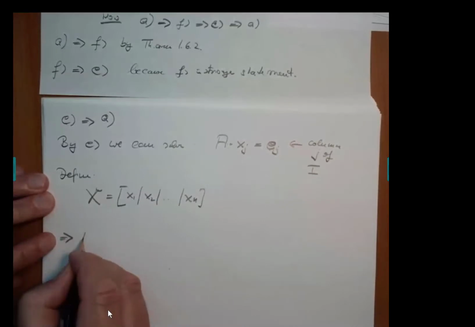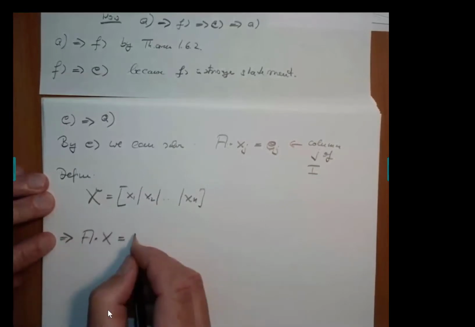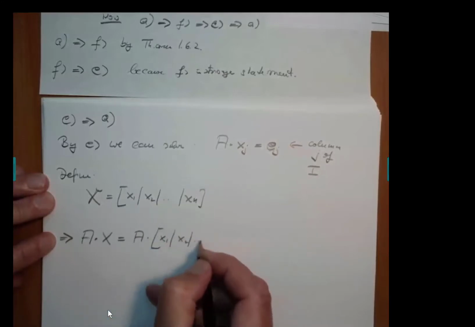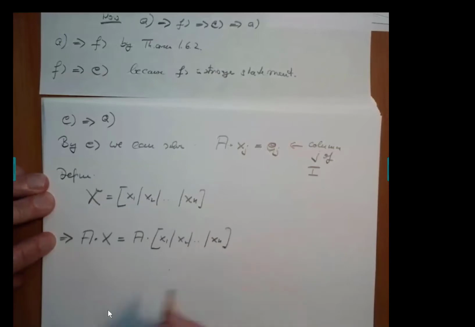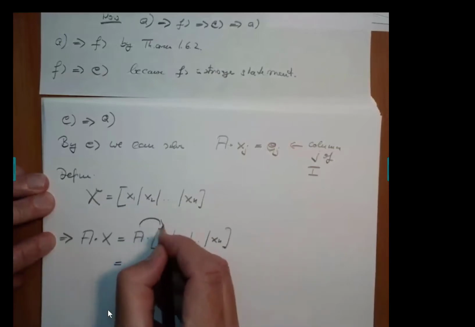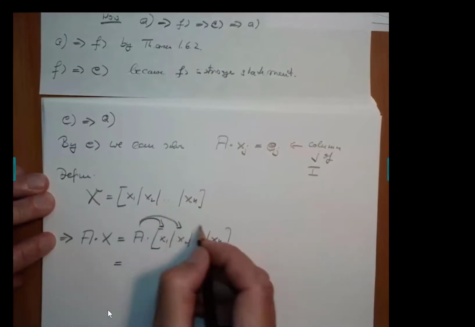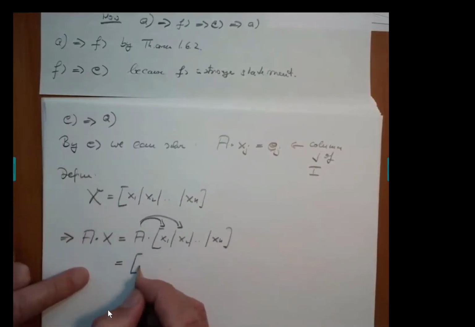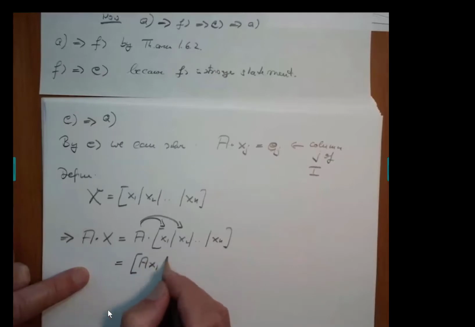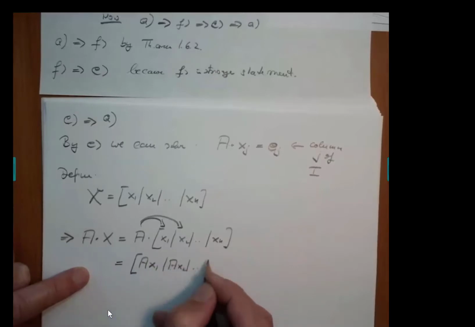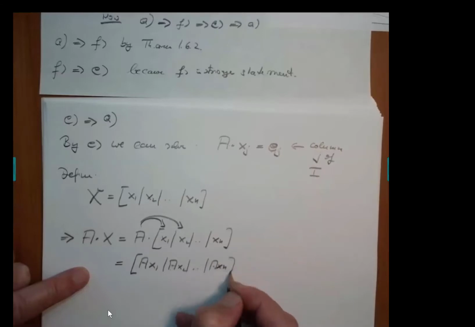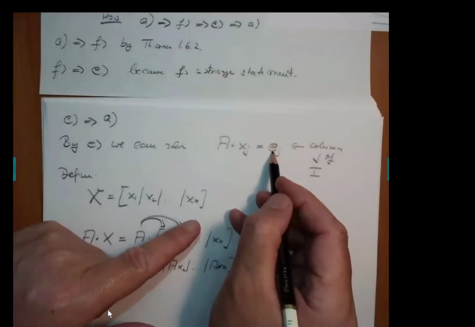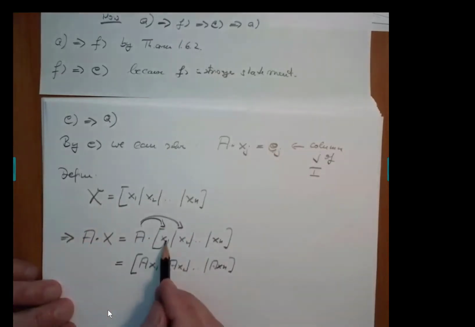Then AX is equal to A times column 1, column 2, up to column n. Now we learned we can distribute the matrix multiplication into the columns to the right. So we have AX1, AX2, up to AXn. But now what is AXj? Oh, AXj is Ej. That's how we actually came up with these X vectors.